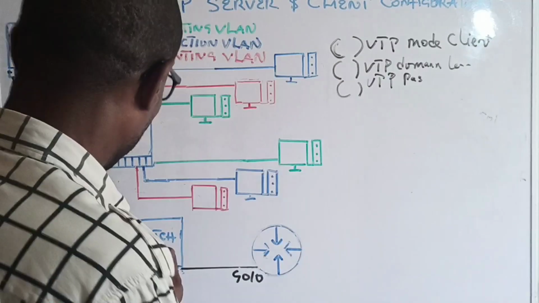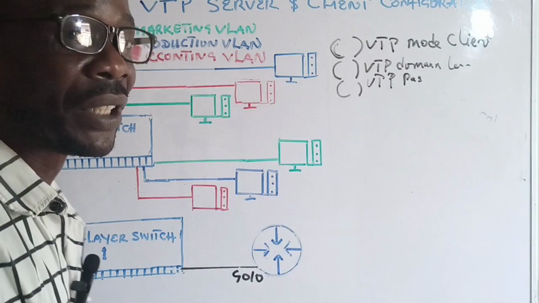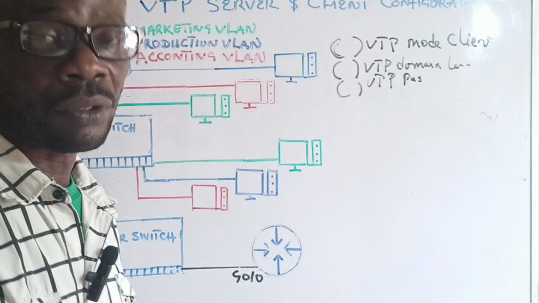So now the VTP password that you configured here has to be the same. The VTP domain has to be the same, and the VTP version has to be the same. The only difference there would be VTP client, server and client, which you configured here. So after that, whichever VLAN you have, you can come here and create your VLANs. You know how to create VLANs.